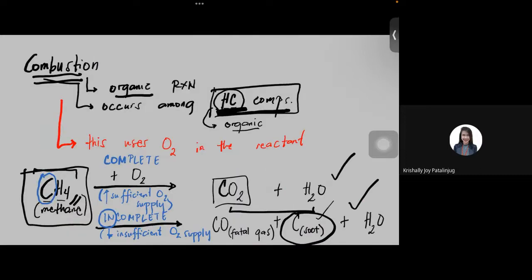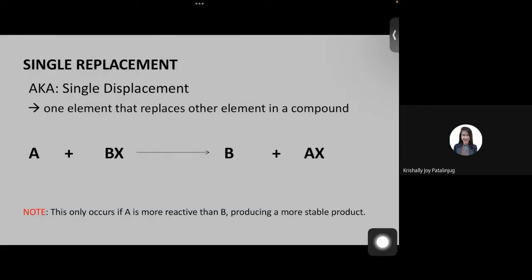For combustion, it's quite easy to predict the product kasi it's constant. If it is complete, carbon dioxide and water are the products. If it is incomplete, replace carbon dioxide with carbon monoxide and carbon soot. That's it. Okay. Sige, let's have the third type of inorganic chemical reaction.